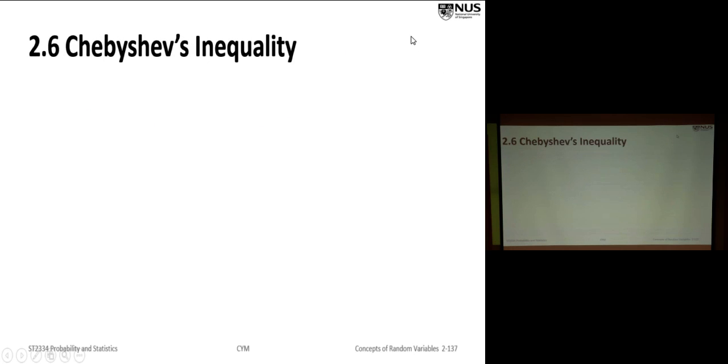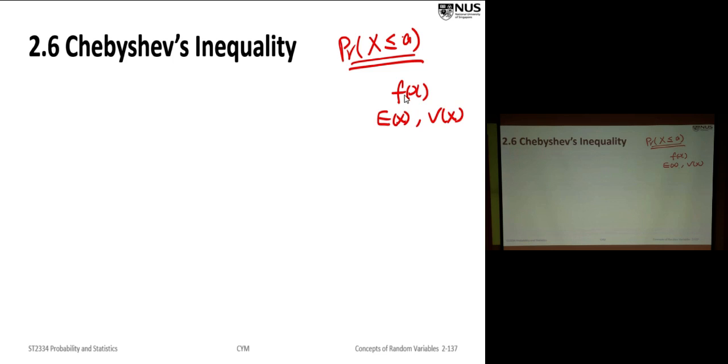Last section of this chapter, Chebyshev Inequality. A lot of the time you need to answer the question, what is the probability of x less than or equal to a certain constant? If you know the PDF or probability function, that is, with knowledge of f of x, you can easily work this out. Or for example, if I want to know the variance and expectation, if I know f of x, I can easily compute those too.